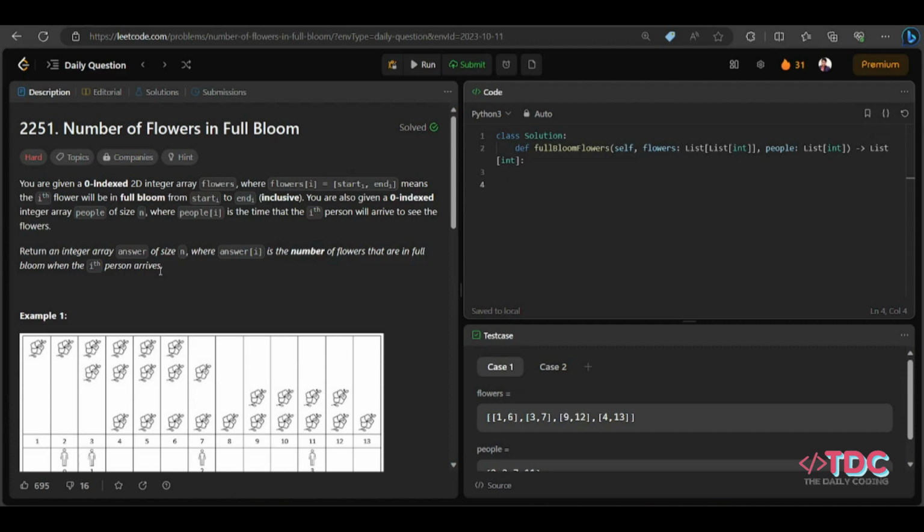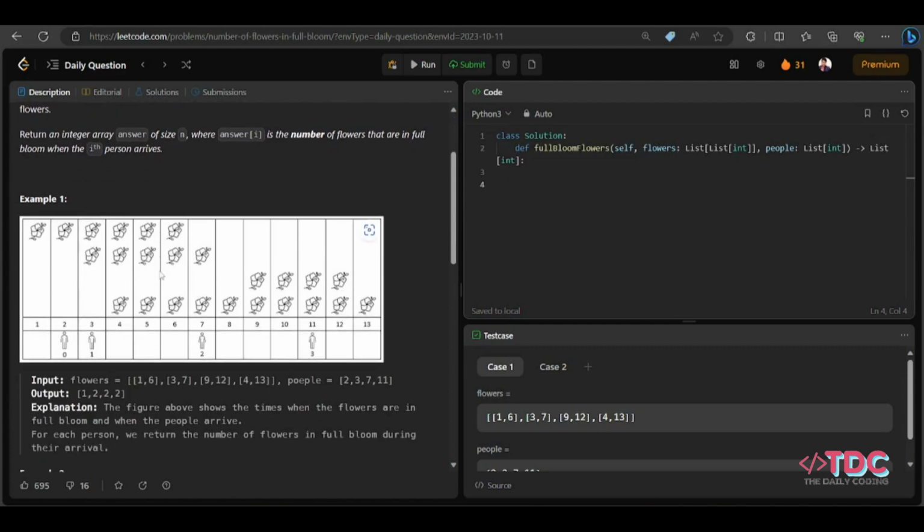Let's check the example here. There are four flowers: 1, 2, 3 and 4. The first flower blooms from 1 up to 6. The second flower blooms from 3 to 7, like you can see in the input here. The third flower is from 9 to 12, and the fourth flower is from 4 to 13.